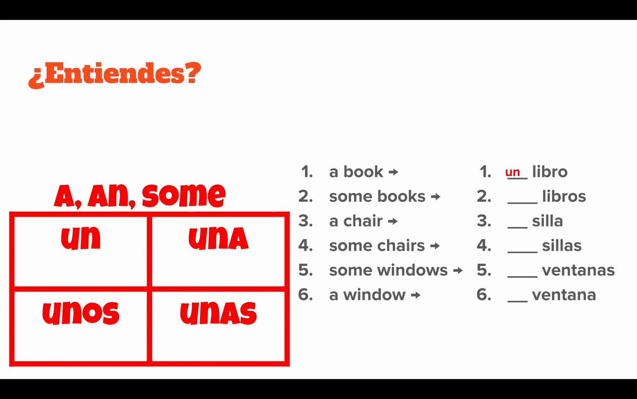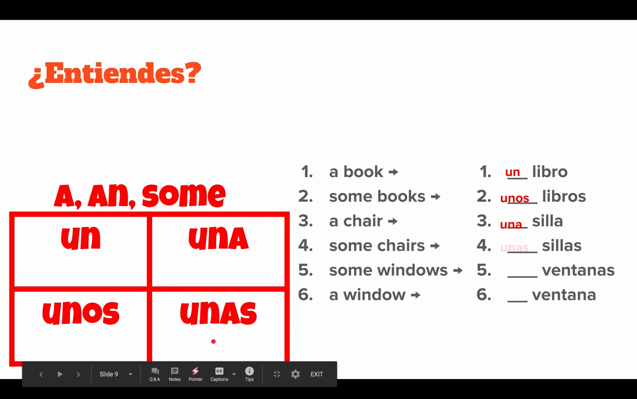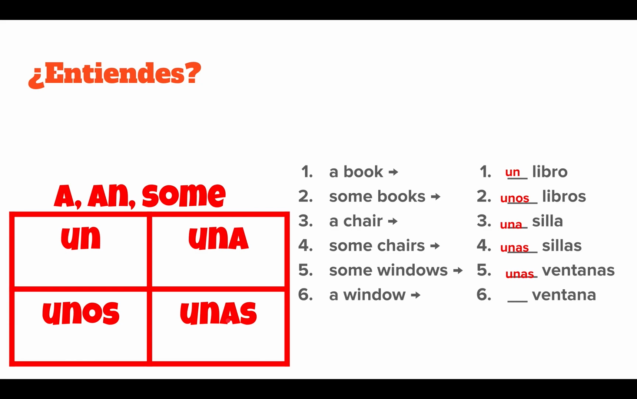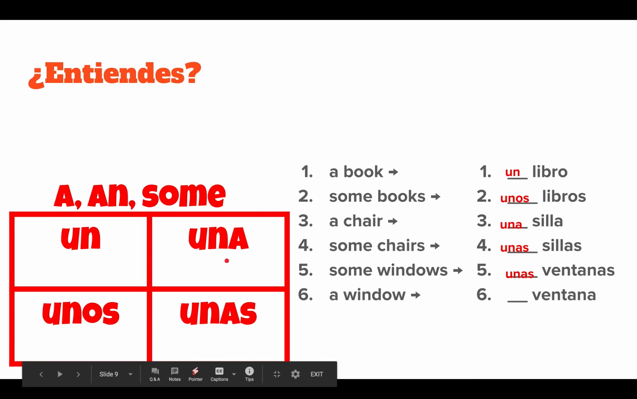Let's go over the rest. Number 2, some books. Now it's plural. We want unos libros. A chair. Una silla. Some chairs, we make it now plural. Unas sillas. Some windows, it's feminine and plural. We want unas ventanas. Now we want a window. It's just one, and it's feminine. Una ventana.